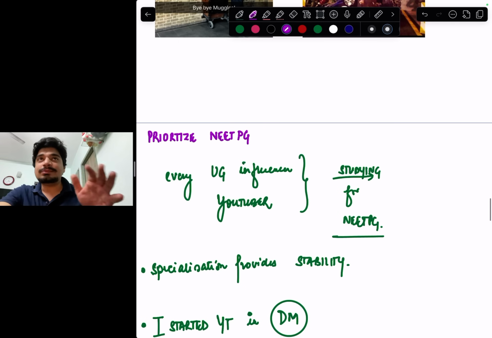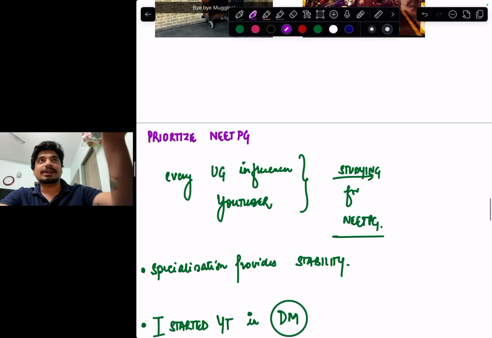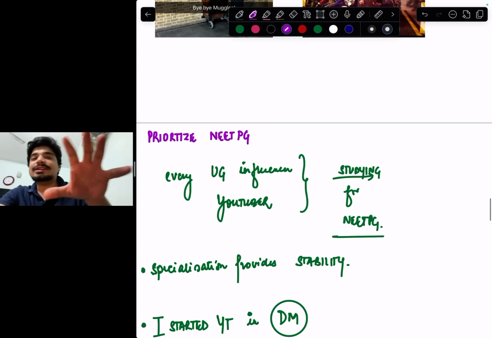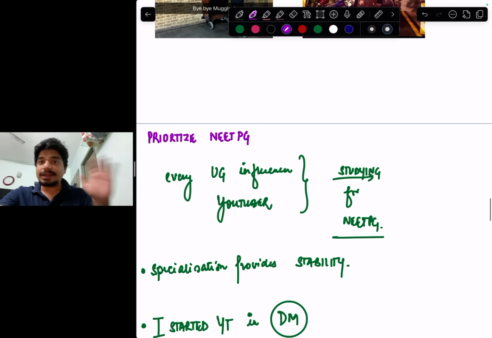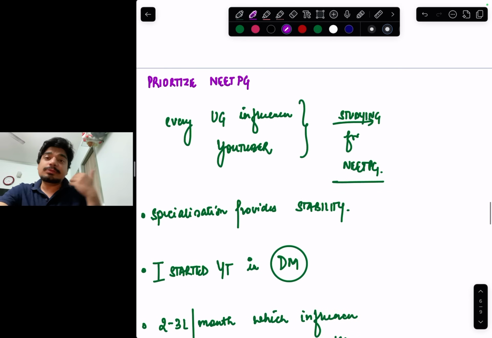If you think about any NEET UG influencer or anyone in MBBS who's an influencer, you'll see that they're studying for NEET PG. Everyone is studying for NEET PG. Why? Because it's not that MBBS doesn't provide stability, even that provides a lot of stability. But specialization will provide a lot more stability.